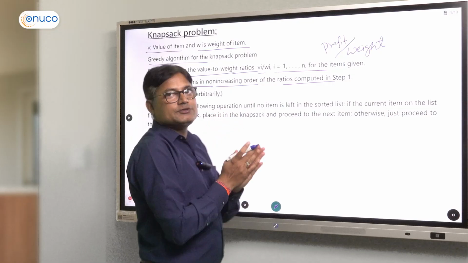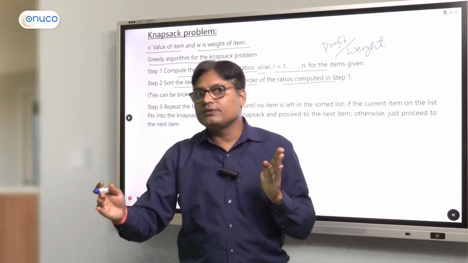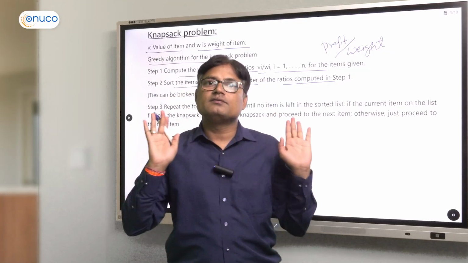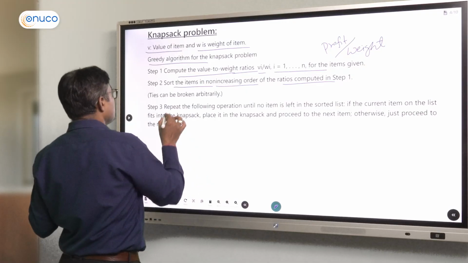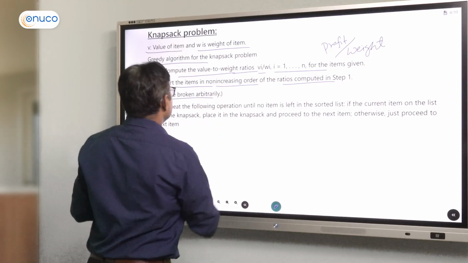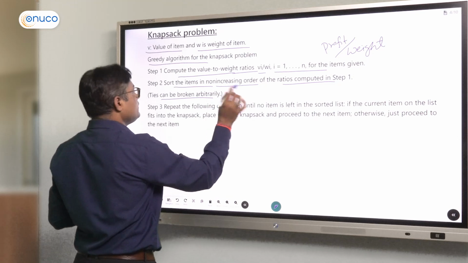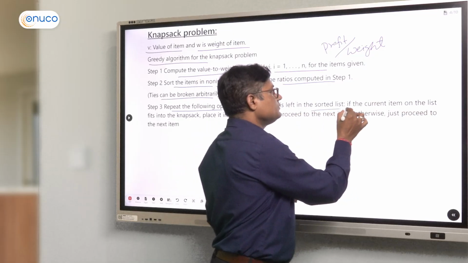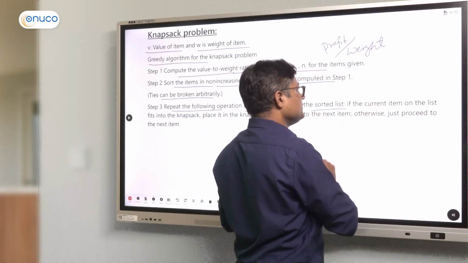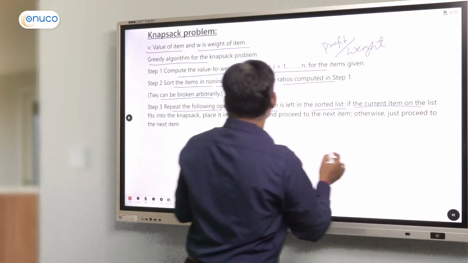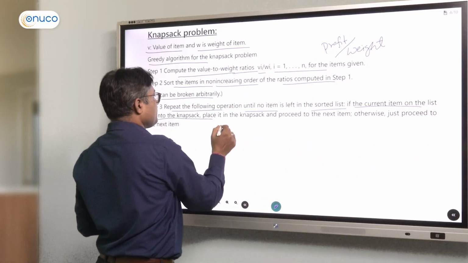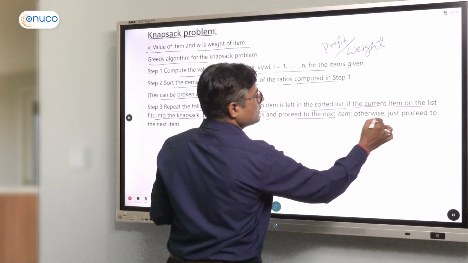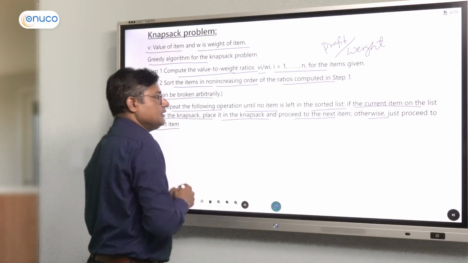So the first should be the most profitable item, then the next most profitable item, and so on. The first profitable item should be at the first place, right? If there are ties, then you can break them arbitrarily. Repeat the following operations until no item is left in the sorted list. If the current item on the list fits into the knapsack, place it in the knapsack and proceed to the next item. Otherwise, just proceed to the next item, right?